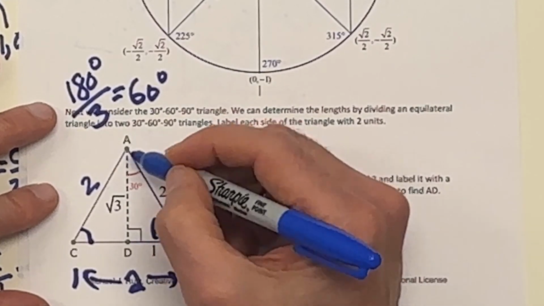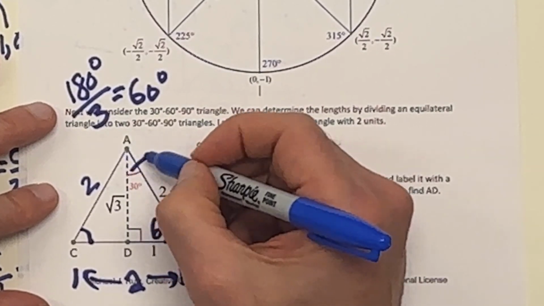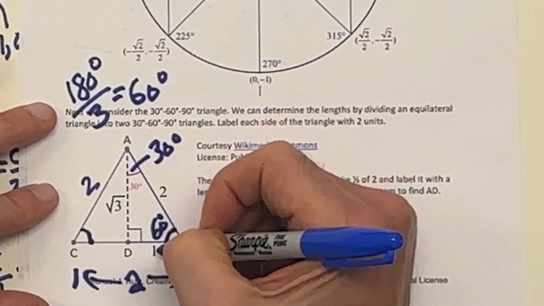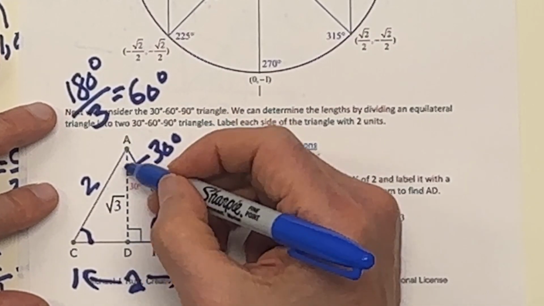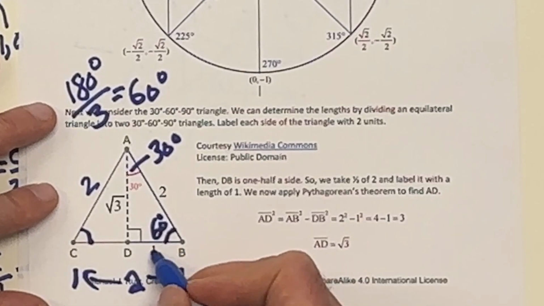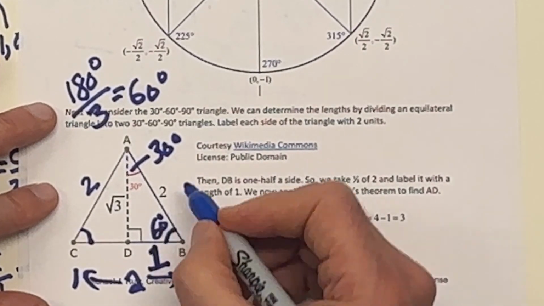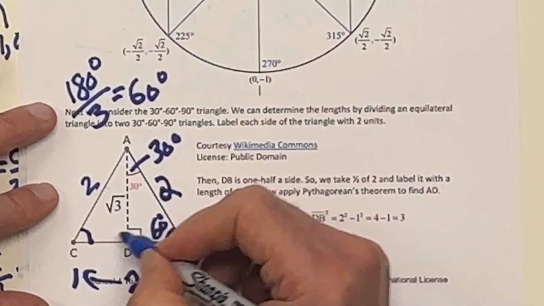And what I'm doing is dividing the 60 in half so that this is a 30. So I have a 30, 90, 60. Since I divided this in half, this is going to be 1. I know that because it's 1/2 of 2. I know this is 2 because I set it up that way.